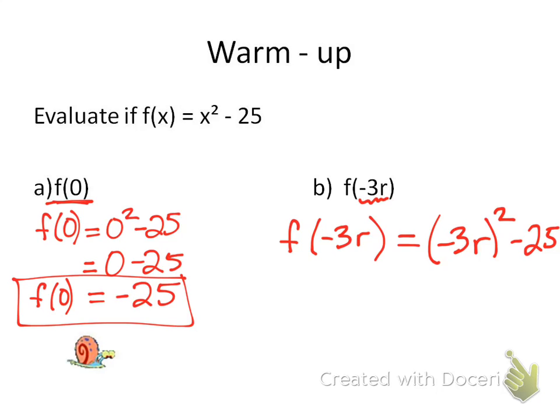Anytime you substitute, especially when it's a negative number, keep it in parentheses. And then when we square this, the parentheses are going to change some things. So this is like negative 3 times negative 3, which is 9. R times r, which is r squared, minus 25. What questions do you have on the warm-up?